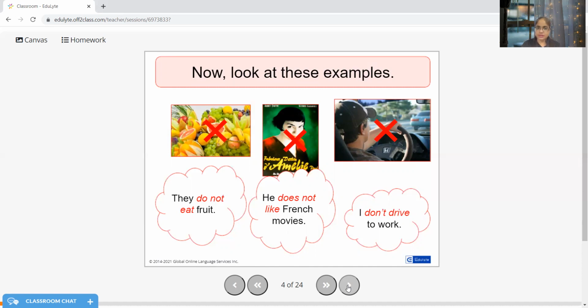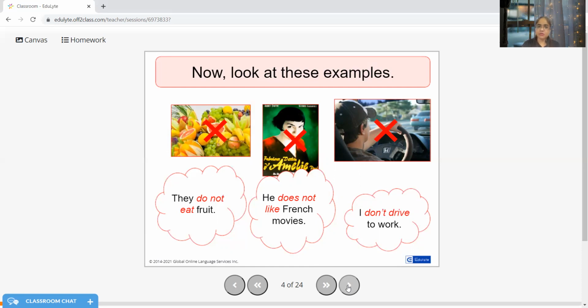So here in the sentence, he is my singular subject, along with which I'm using does, which is my helping verb. And I am using the main verb as like and not as likes, because in the same sentence I have already used does, D-O-E-S, that is the ES form of do, if you want to take it like this. So does not likes will be wrong. Hence, the correct sentence is as written on the screen as well for your reference: He does not like French movies.